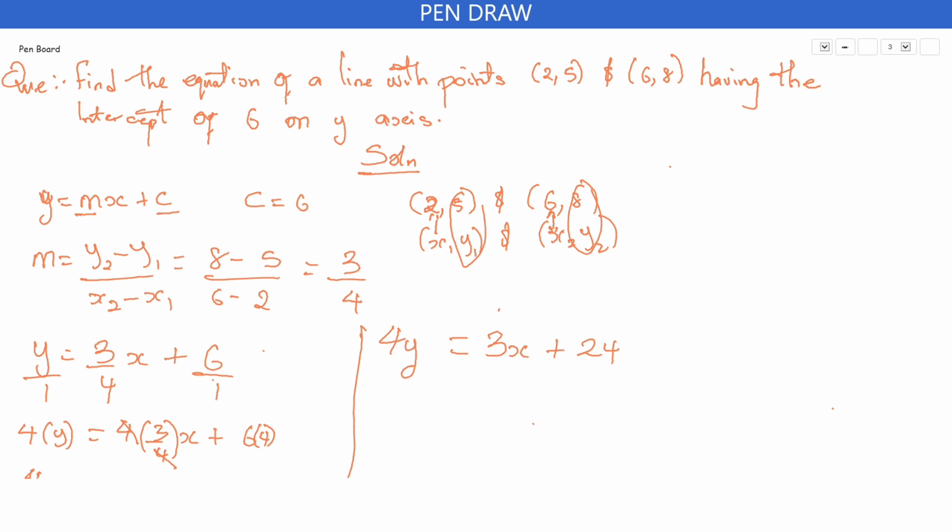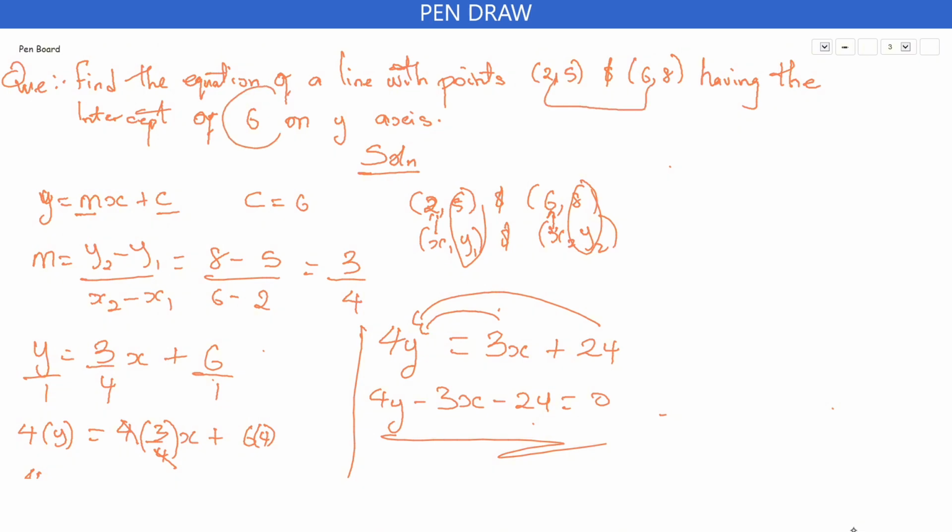So I can bring everything to the other side. If I bring them to this other side, I'm going to have 4y - 3x - 24 = 0. Do we get that point? So we have actually found the equation of the line having these two points and this intercept. So this is it. Let's check other examples and look at how we are going to solve them.